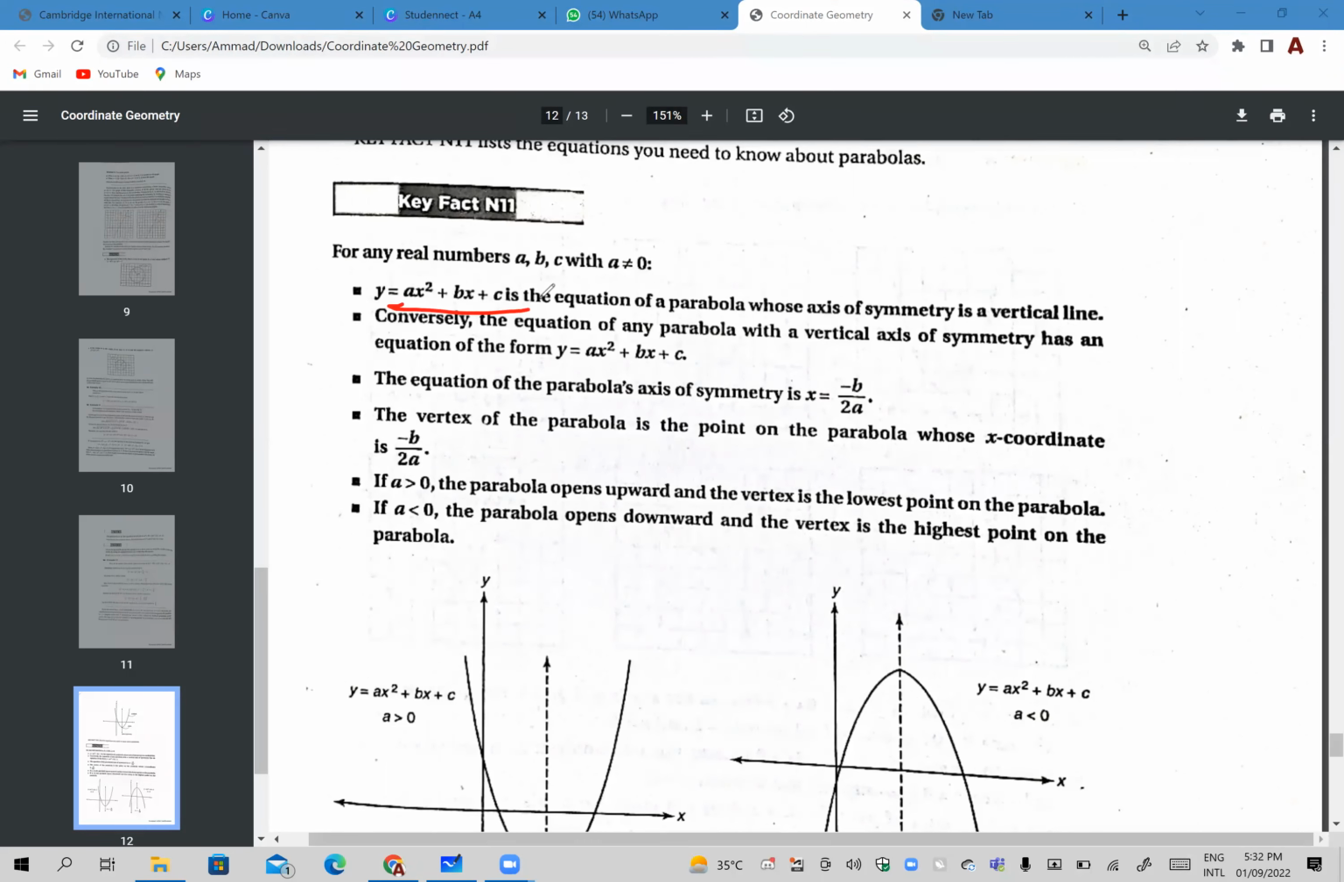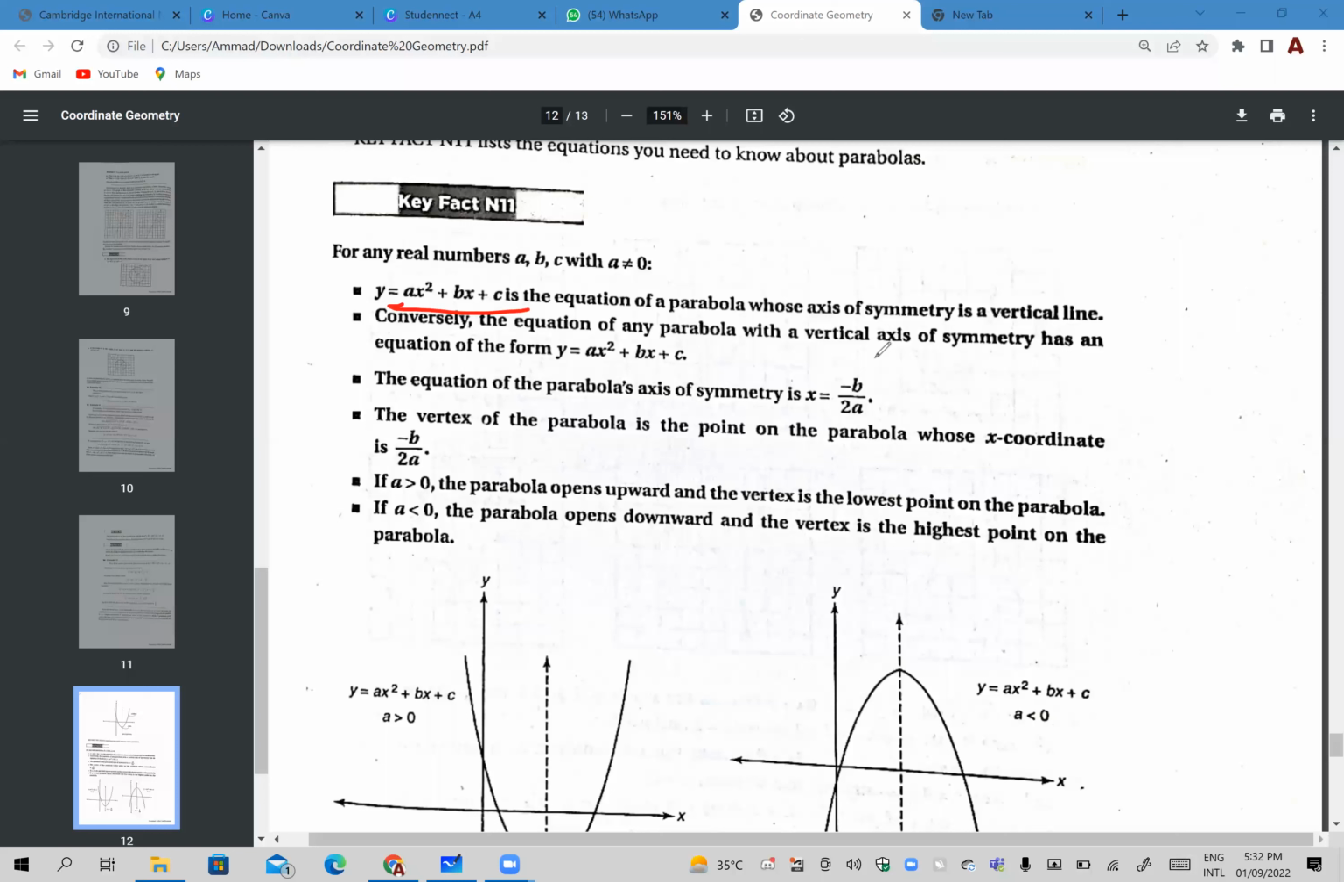अगर parabola is made with basically if let's say the axis of symmetry is vertical, तो उस केस में भी the equation would be the same. अगर आपने axis of symmetry की equation find करनी है, that is minus b over 2a. Remember, ये सारी values आपको equation से मिल रही होंगी.